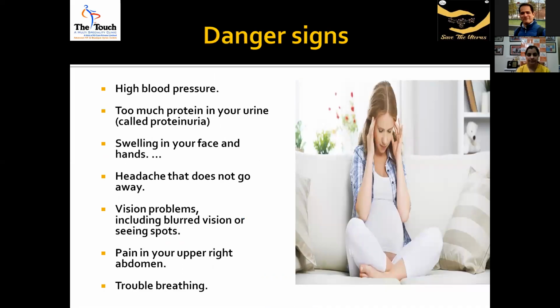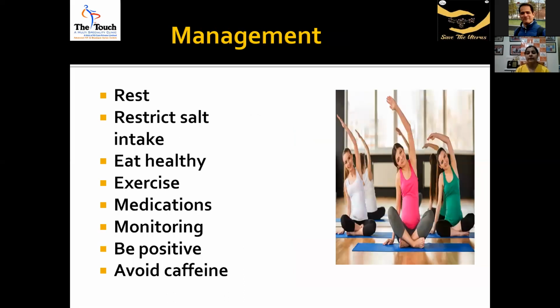During high blood pressure, you may excrete protein in your urine, which is known as proteinuria. There may be swelling on the face and hands. There may not be swelling, but your blood pressure may be high. There can be a throbbing headache around here, and it's not going away. Then the vision may become blurred. There will be pain in the upper right part of your tummy, and that is because of liver involvement, because the capsule of the liver starts stretching, and you may get the pain. And there will be breathing problems, and these are late symptoms.